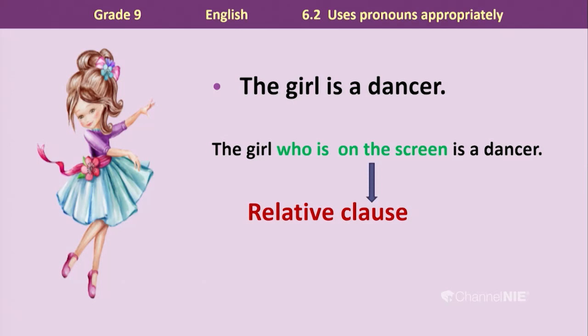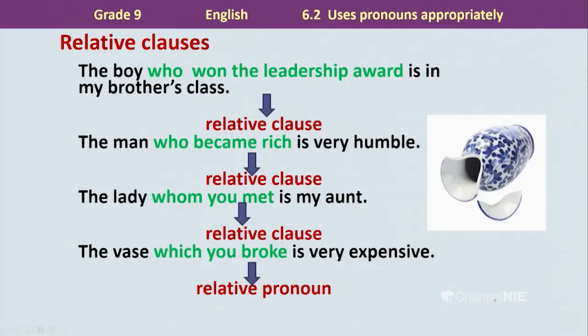The relative clause in that sentence is "who is on the screen." We describe the girl, and that makes it very clear for the listener. When we talk with a relative clause, when we write with a relative clause, it becomes clear. Right, very good. These are the examples we have for you using relative clauses.